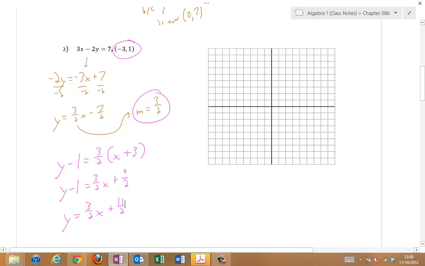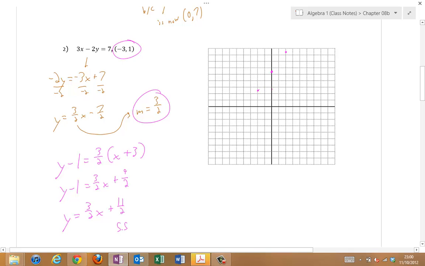This is 5.5. 5.5 is perfectly acceptable in the world of graphing, so let's go up. Put a point at 5.5. My slope says it's up 3 right 2, and down 3 left 2.